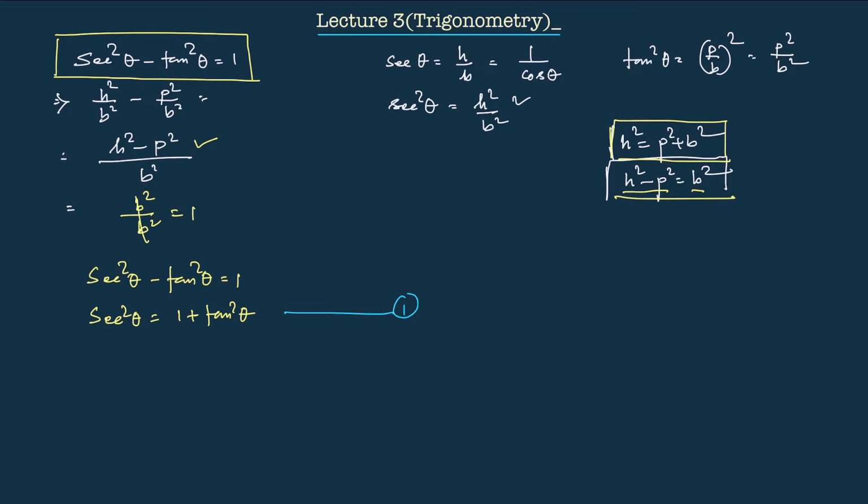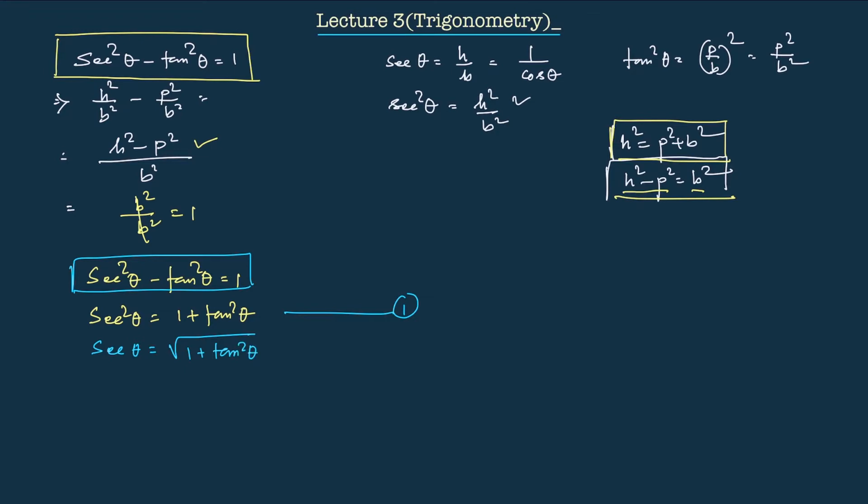Another formula: this is the parent formula, and from this formula only we are deriving the other formulas. So next one, sec theta is going to be the square root of 1 plus tan square theta.